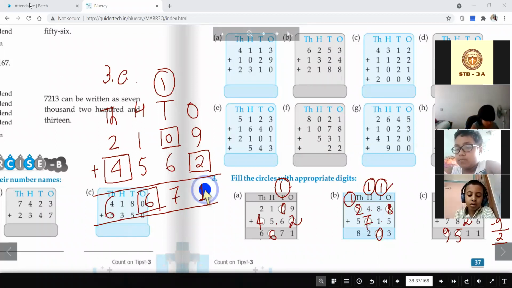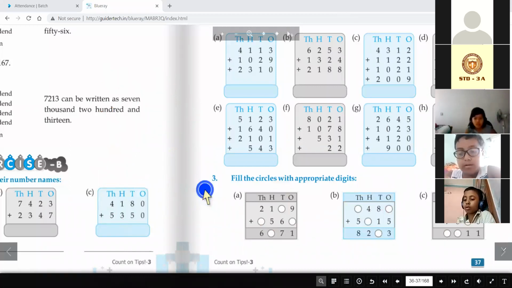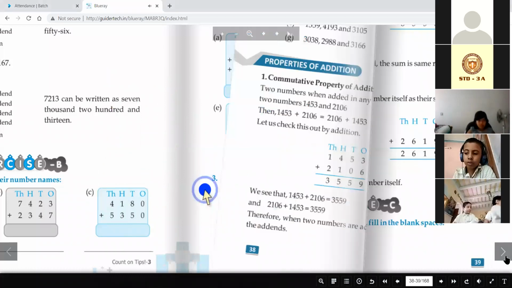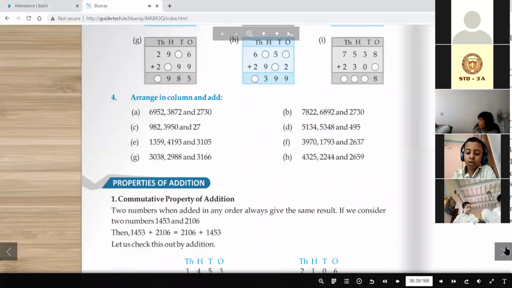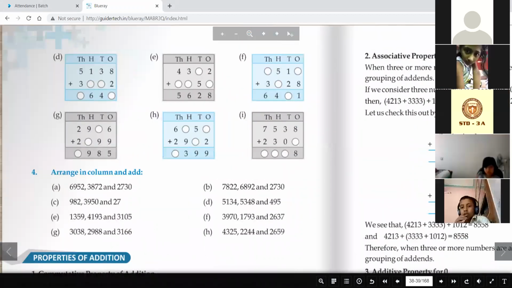Yes, Sharanya. Ma'am, I have completed from A to I. Okay, I'm just clearing. Wait for your friend. So going to the next page. On the next page also we will do a few more sums over here.